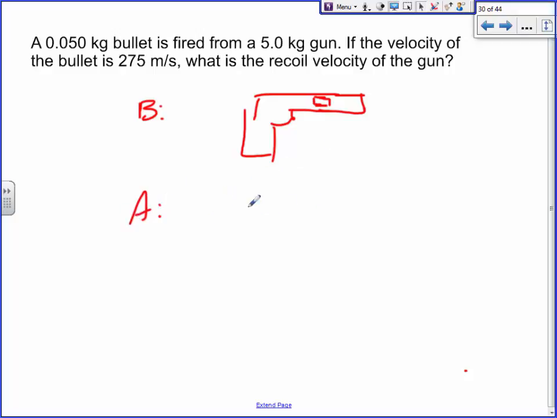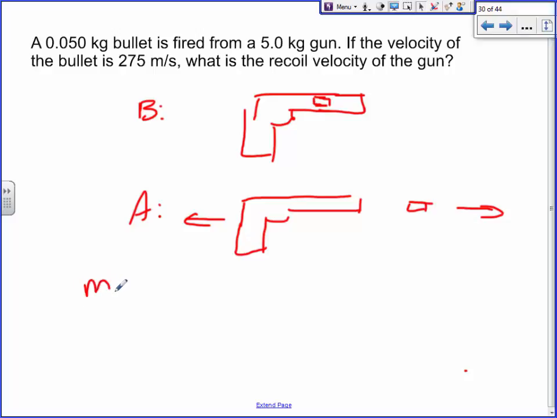In the after scenario, the gun is going to recoil backwards this way while the bullet goes forward this way. Once you get a little better at this and you're familiar with it, you can probably take a few shortcuts on exactly what you want to draw. I'll leave that up to you as to how detailed you need to be. But if you get the sense of it, you can probably hop right to here.